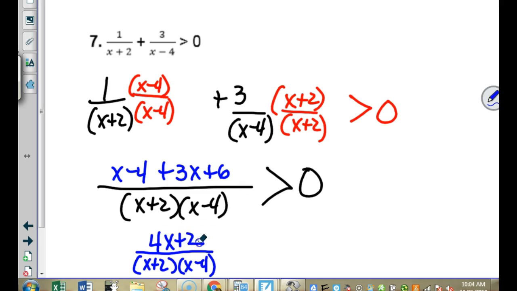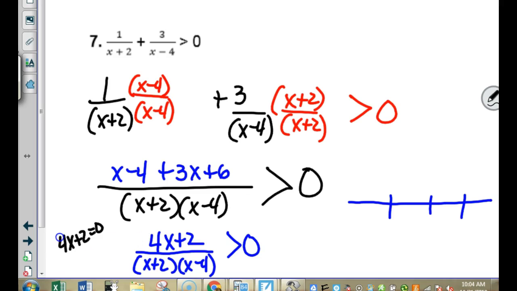Now, we could factor something out of the top, but it really doesn't matter. We just need the critical values. Anybody know what they are? 1/2. Be careful. If I set the top equal to 0, we get 4x equals negative 2 divided by 4. It's negative 1/2, negative 2, and positive 4. What order do those go in from left to right?